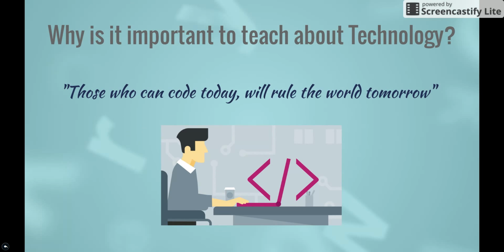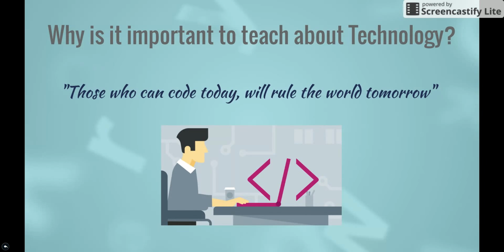And then also, why is it important to teach about technology? We spent an entire day or two on this, and I always fall back on this quote, and I can't actually find out where I got it from. I might have actually made this one myself, but: those who can code today will rule the world tomorrow. We're going into a society that's going to be based on software engineering, and so many jobs are going to be lost, and a programmer or something is going to be there to make sure the system works that replaced everything.